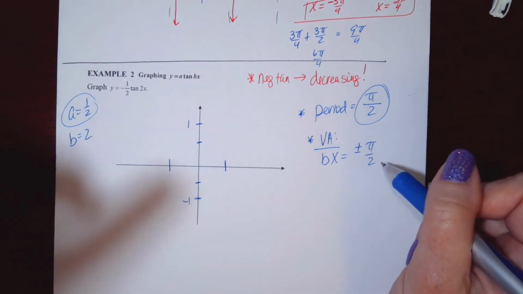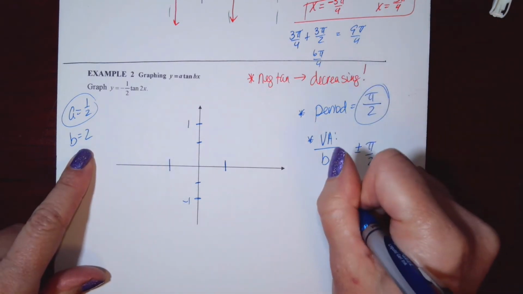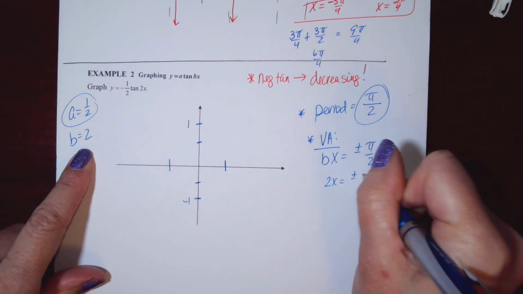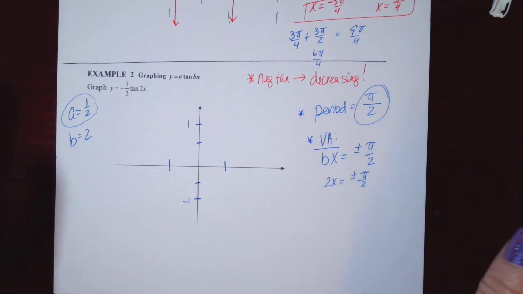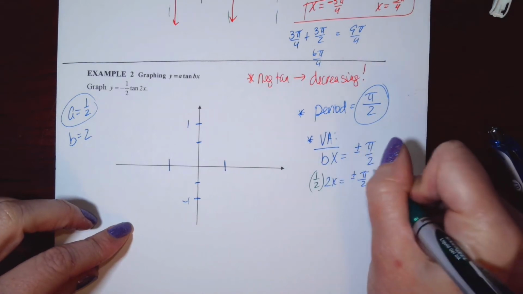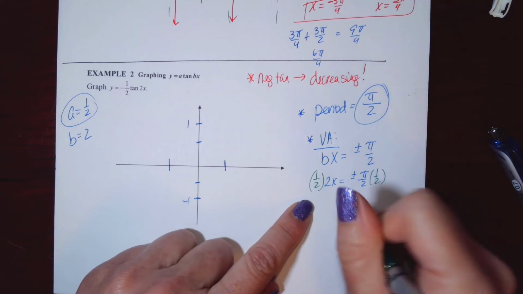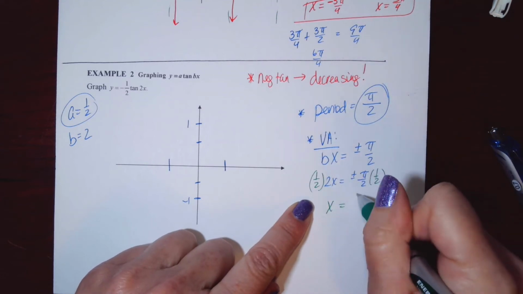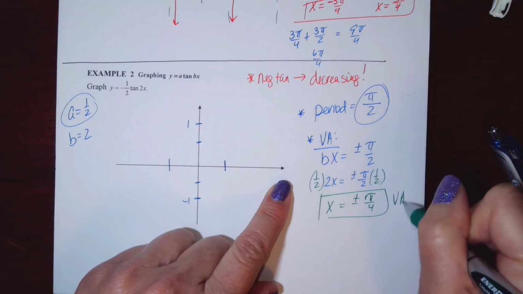Notice I kept it stacked this time. I promised I'd show you how to do it with it stacked. B is 2, so that's 2x equals plus or minus pi half. If I divide by 2, or I can think of it as multiplying by a 1/2, either way, it's the same thing. Half of 2 is 1. This gives me x equals plus or minus pi fourth as my vertical asymptotes.